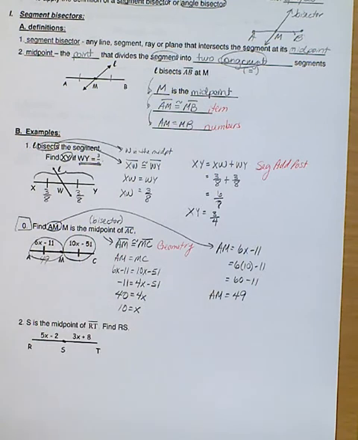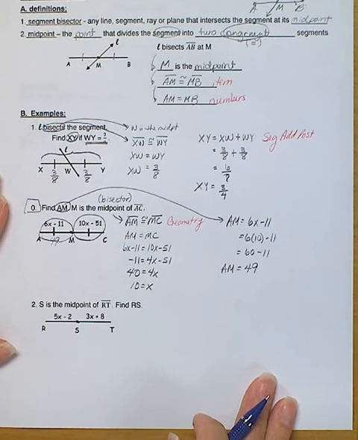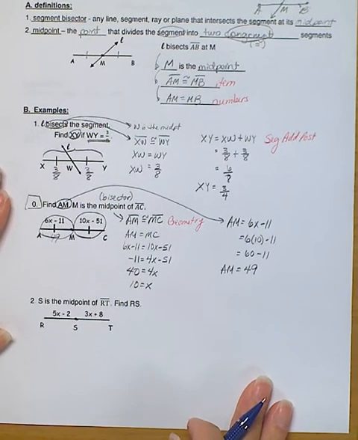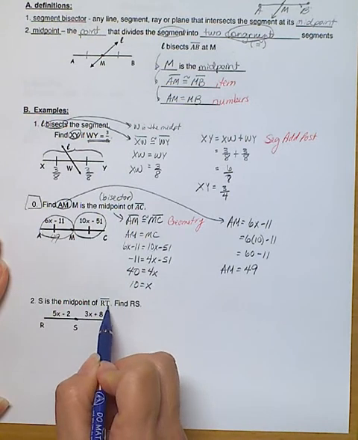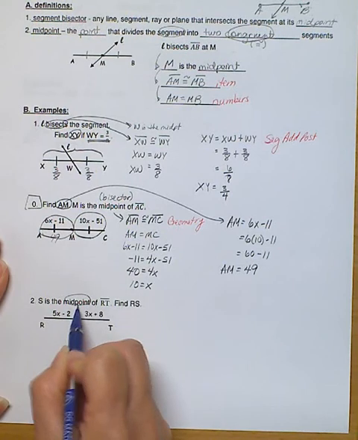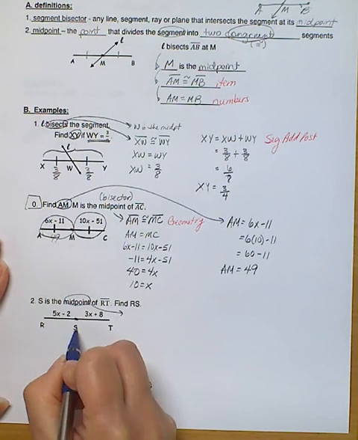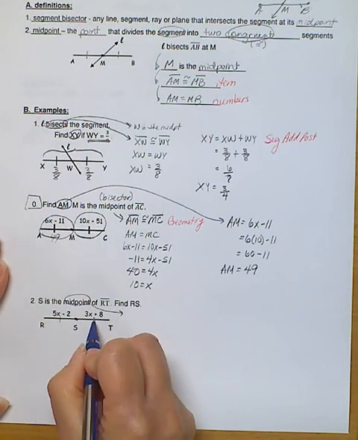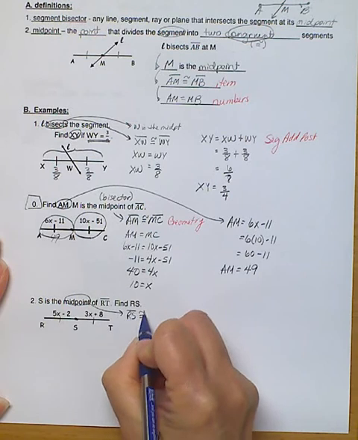So now's the time to pick up your pencil again. We're going to go ahead and do example 2. Point S is the midpoint of segment RT. Find the length of RS. Midpoint means congruent. So which two segments are congruent? Segment RS and segment ST. So segment RS is congruent to segment ST.